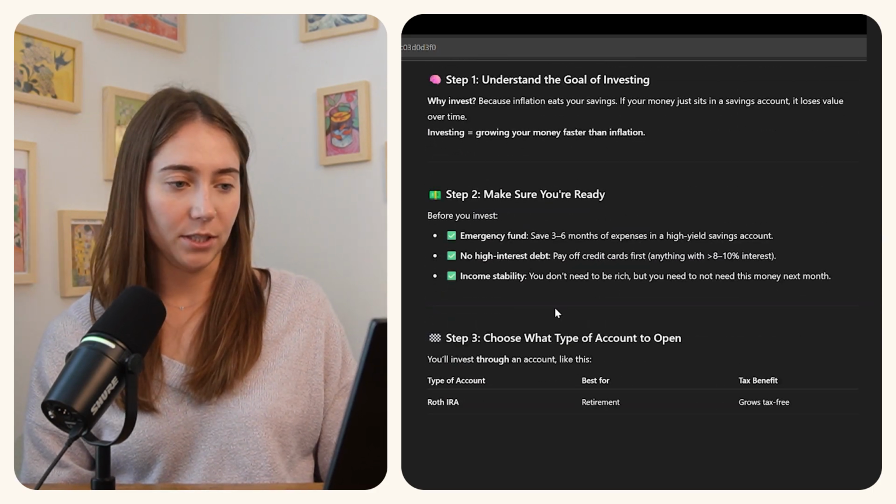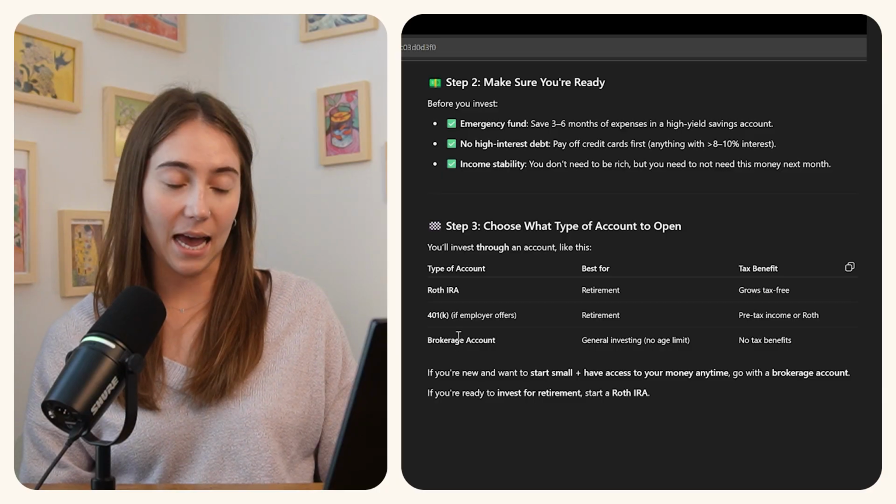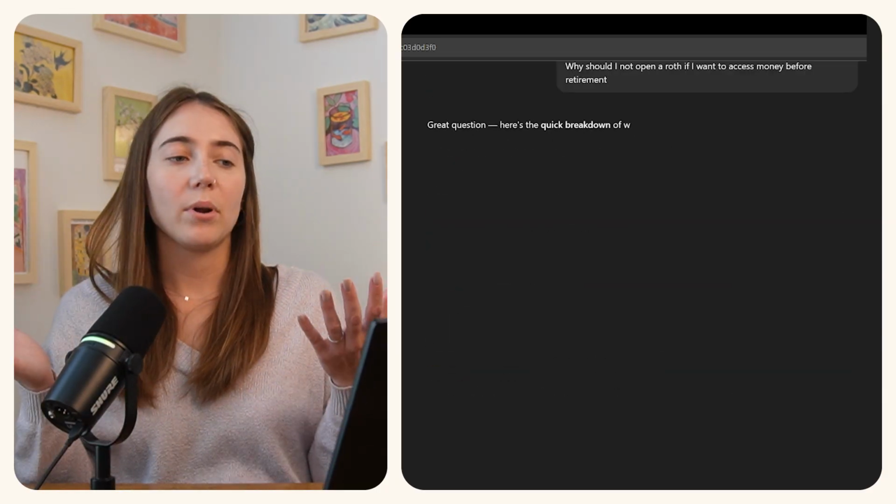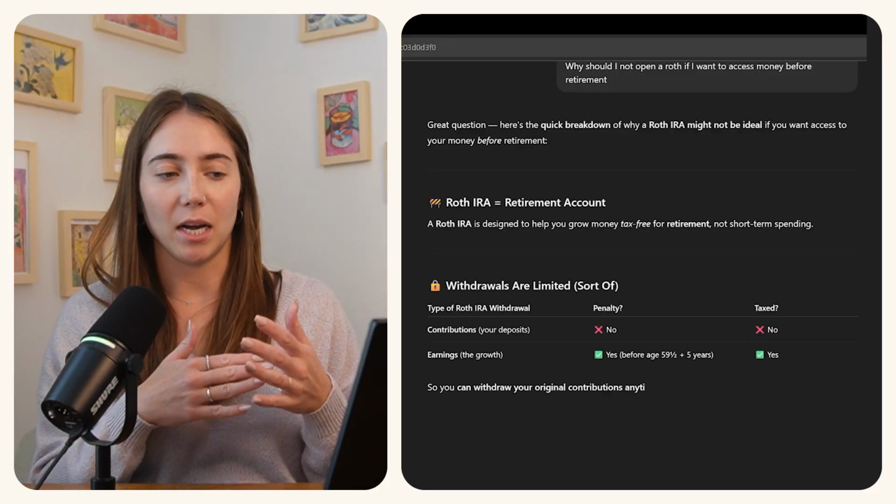Step one, don't. Step two is good. Step three, picking an account. So this is a great time. If I had questions about it, I could ask, why would I not open a Roth if I want to access my money before retirement?